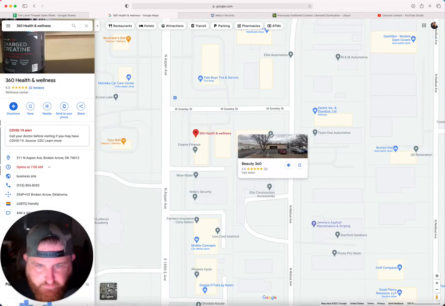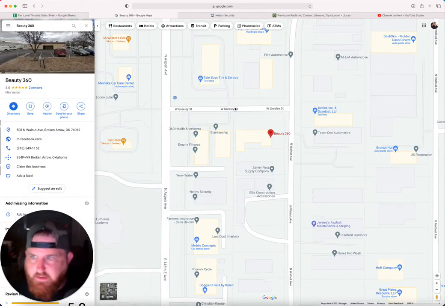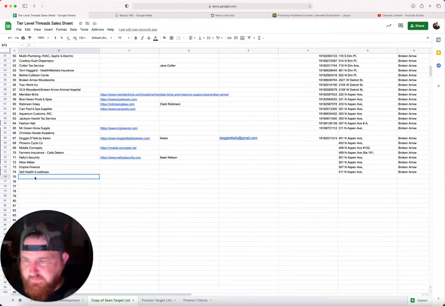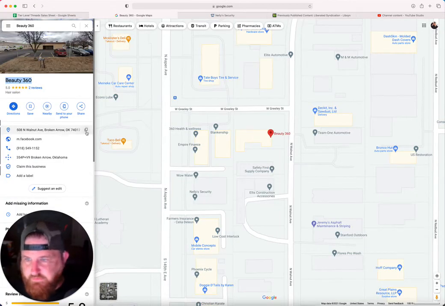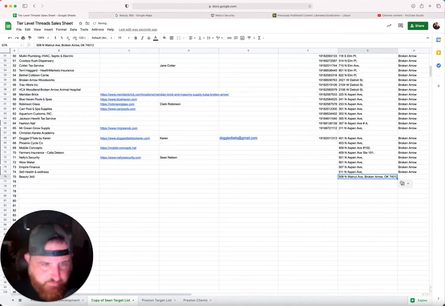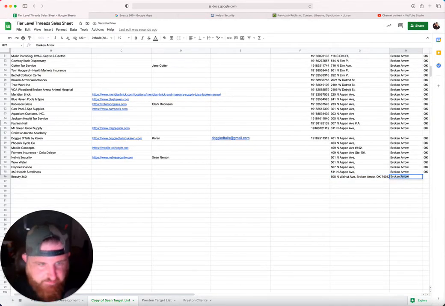All right, so the next one here is called Beauty 360. It's a hair salon. I think this is a newer business that's open in the area. But again, stylists like this, they love having uniforms. There's t-shirts that they can work in. A lot of times it's a lot of female. They're looking for some more creative, artistic style stuff being a salon like that.